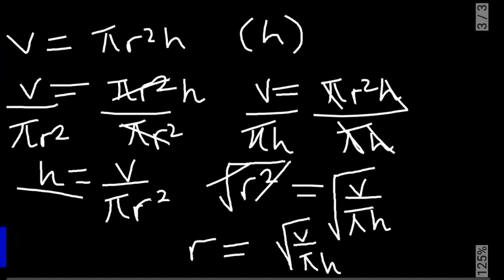I hope you now understand the logic of changing the subject of a particular formula. V equal to pi r squared h is the formula for finding the volume of a cylinder. I hope you guessed right.